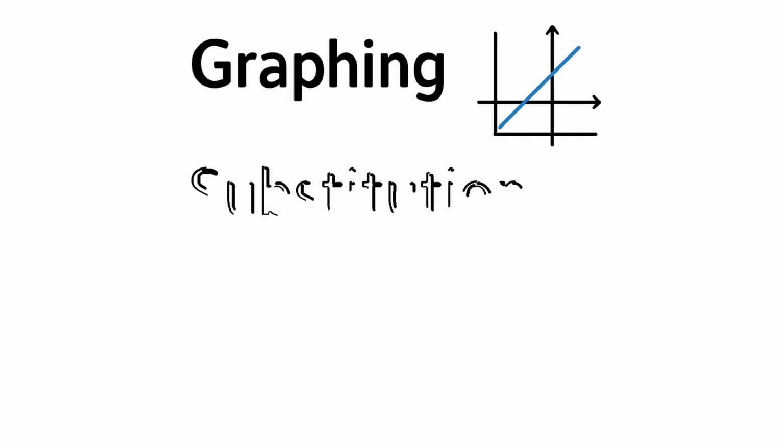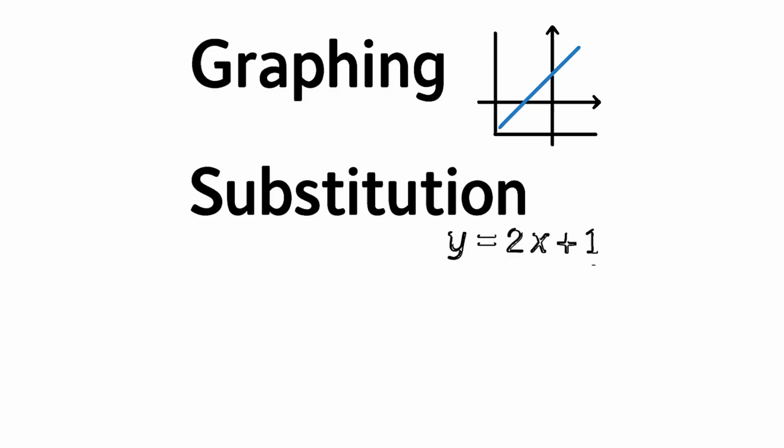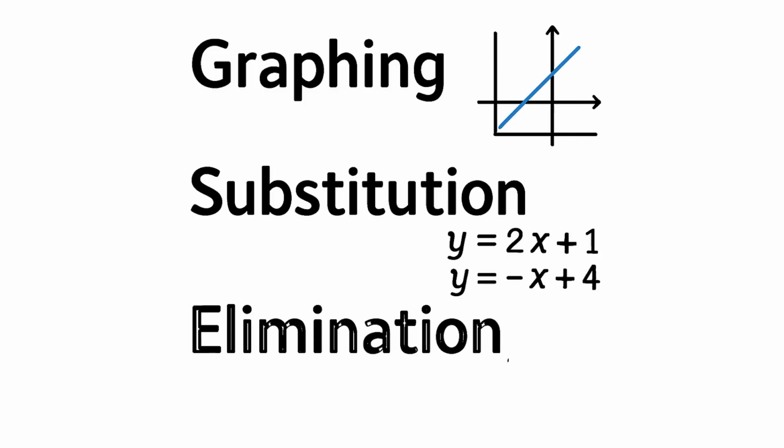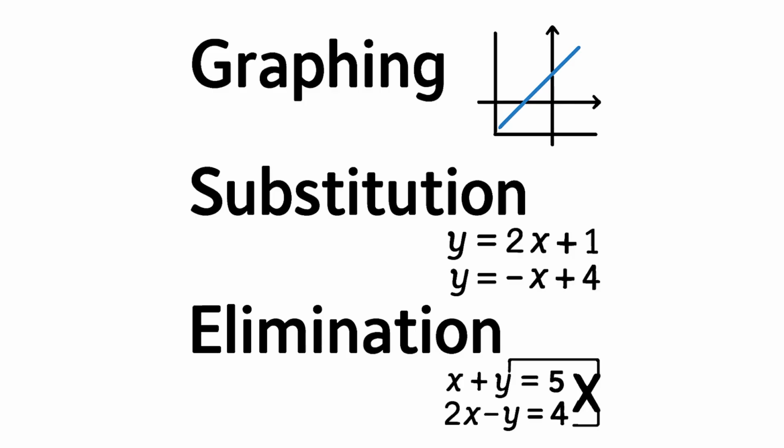In this video, we'll look at three main ways to solve a system of two equations: graphing, substitution, and elimination. We'll also talk about when each method works best.